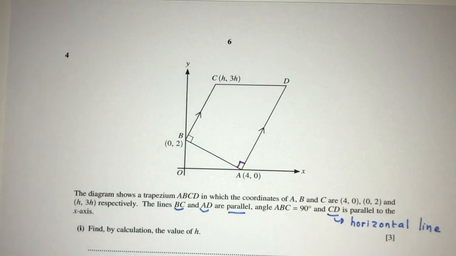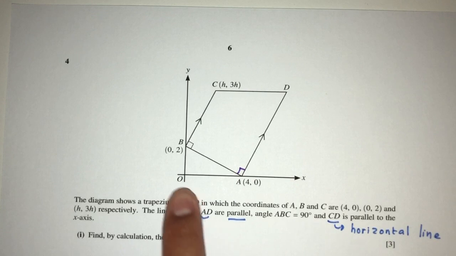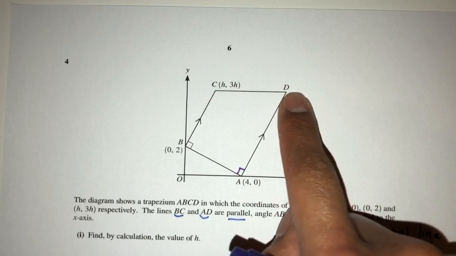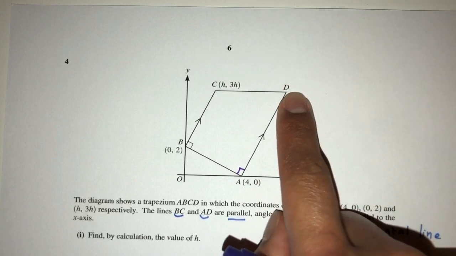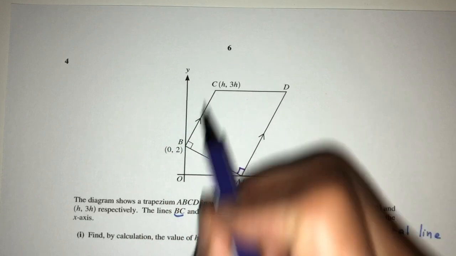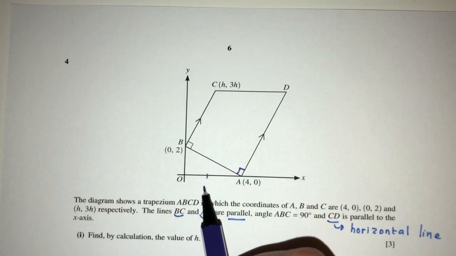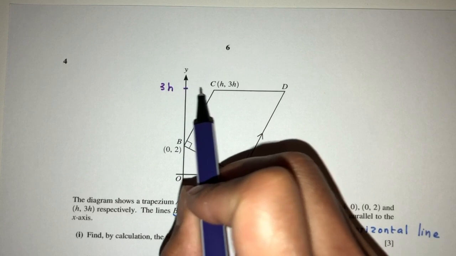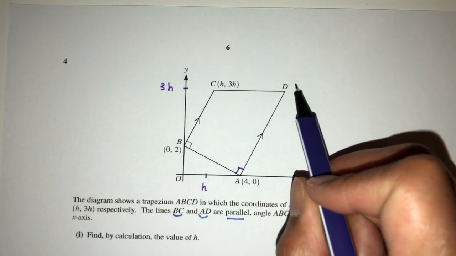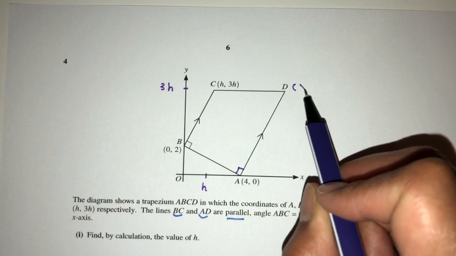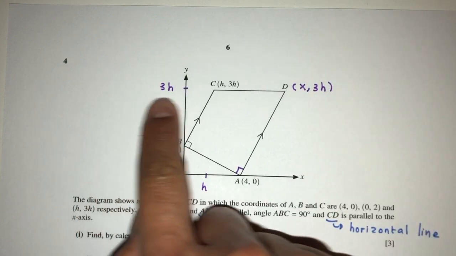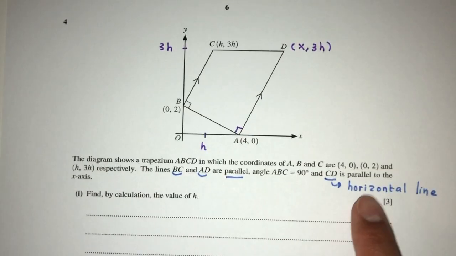Now, one thing we can think about is, if this is horizontal, we know that the points C and D are going to be on the same level. So what do I mean? Here, for example, the point C is H, and 3H will be somewhere over here. But since it is on the same level, we know that the point D, which we don't know, also has to be 3H because it is on the same level. So that's something we can derive from that information.